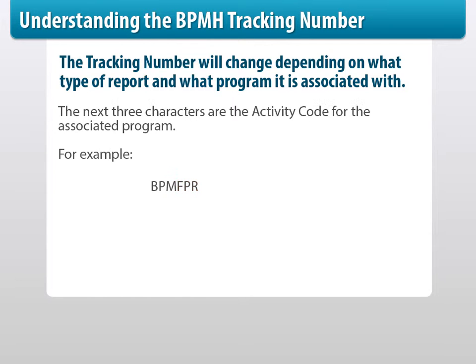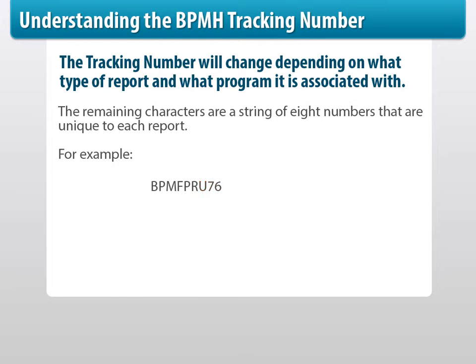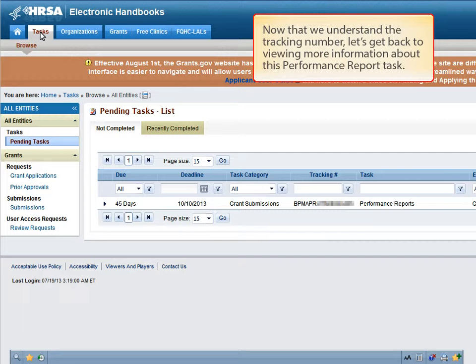The next 3 characters are the activity code for the associated program. For example, U76. The remaining characters are a string of 8 numbers that are unique to each report. For example, 00012345. Now that we understand the tracking number, let's get back to viewing more information about this performance report task.